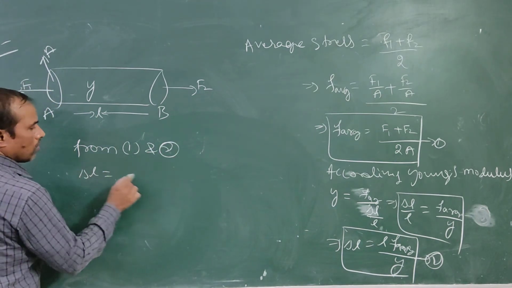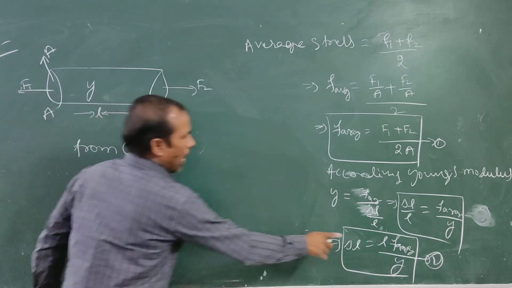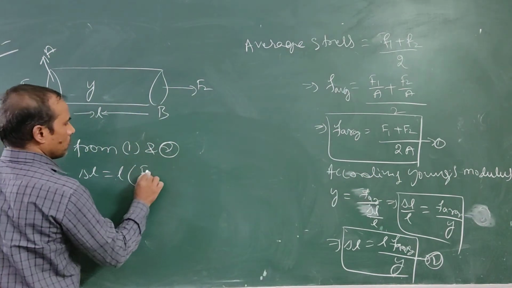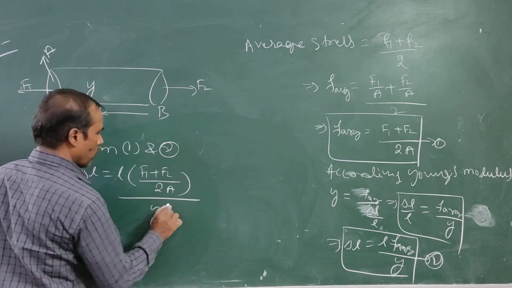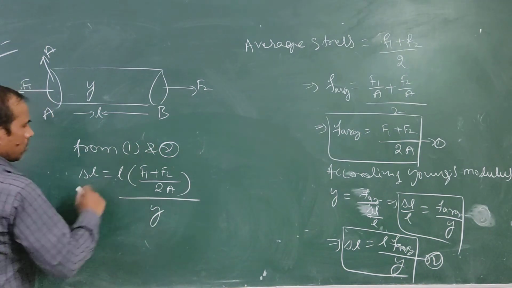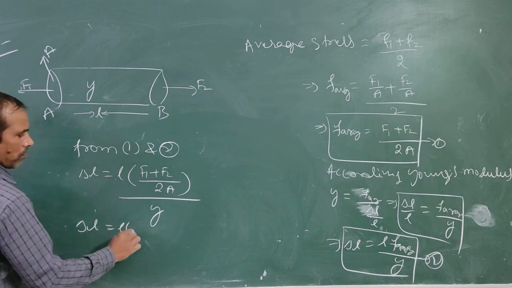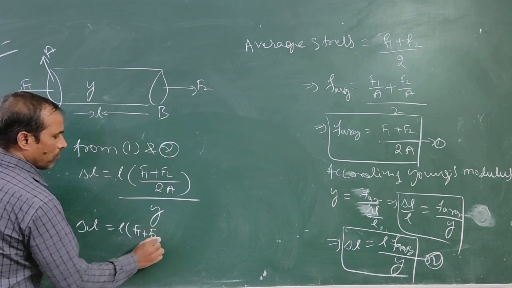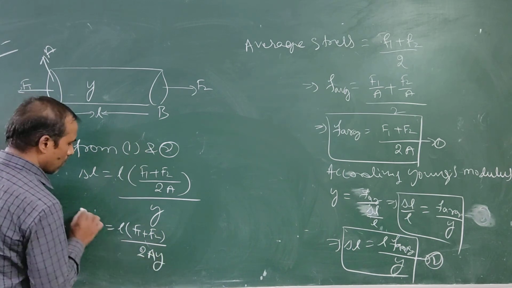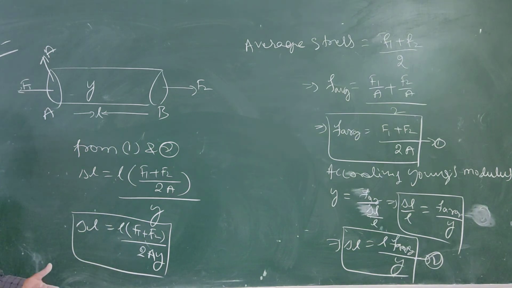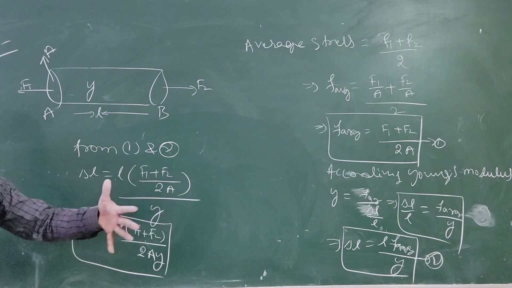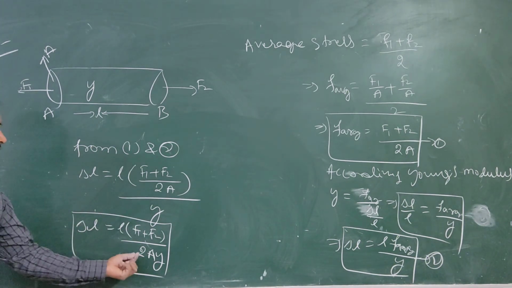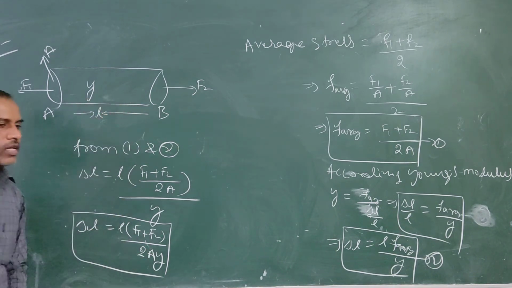Delta L is equal to L into the average stress, which is F1 plus F2 by 2A, divided by Y. So delta L is equal to L into F1 plus F2 by 2AY. This is the answer, the change in length of the given rod. Delta L is equal to the original length L, into the sum of the two forces, which are tensile forces, divided by 2 into A, the area of the cross section of the rod, and Y, the Young's modulus of the given rod.